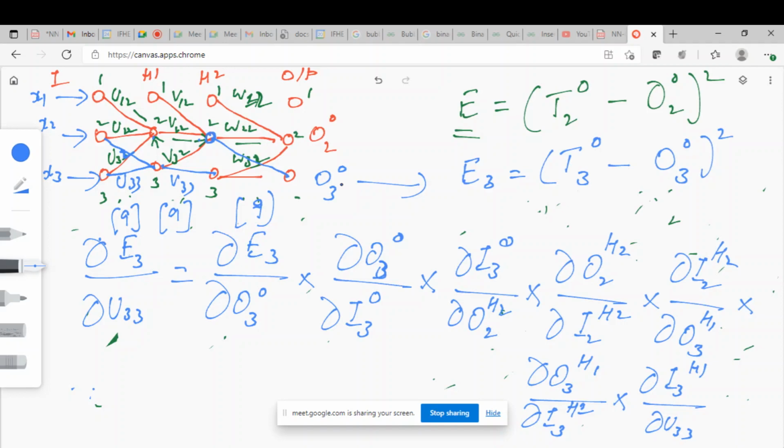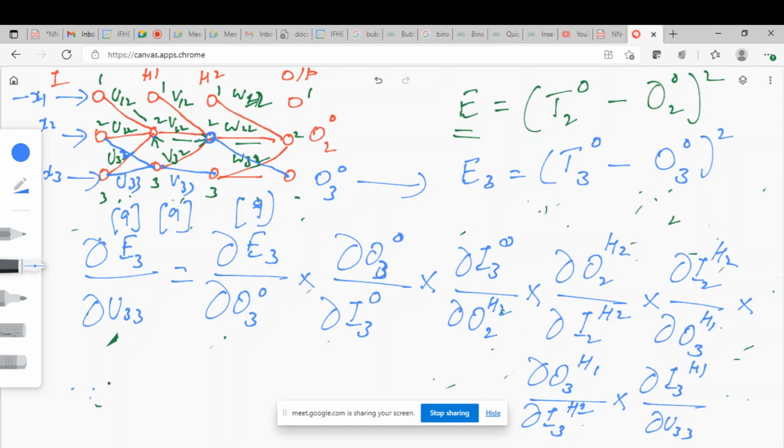Given the first input, there is some error. Back propagate, change the weight, see the output. Are you happy? No. Again change the weight, go back, do this. If you do that for every input, that is called stochastic gradient descent. But generally we don't do it for every input.